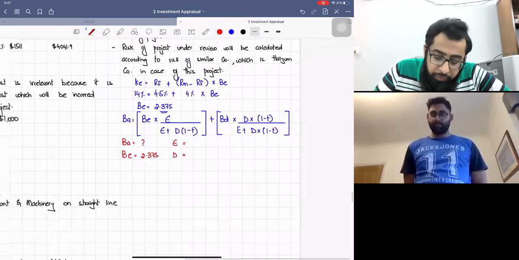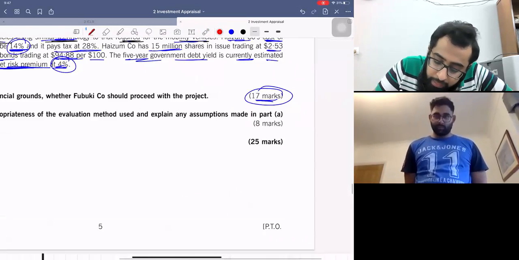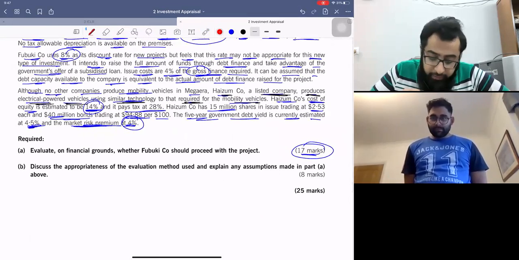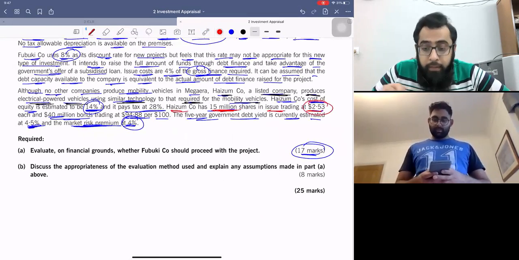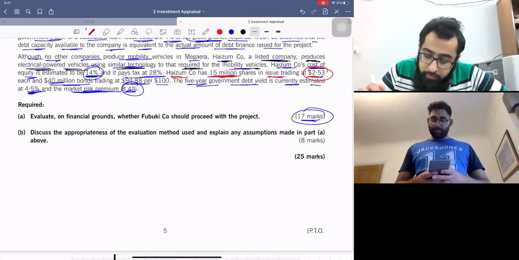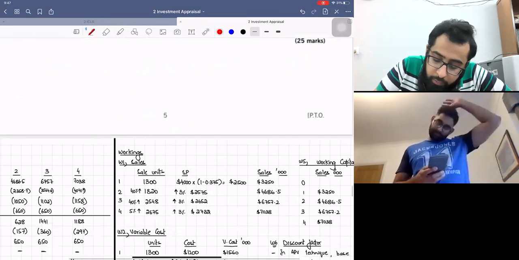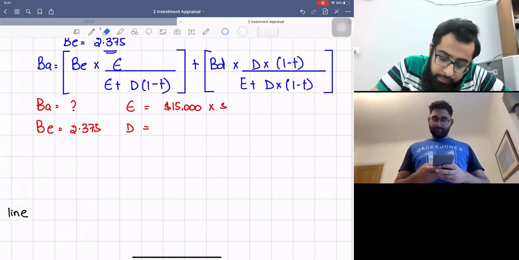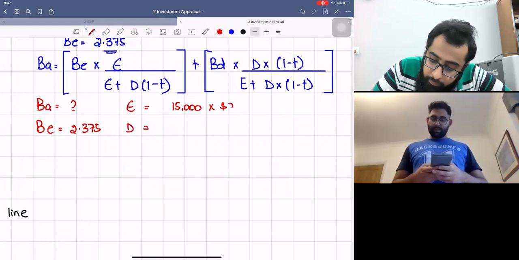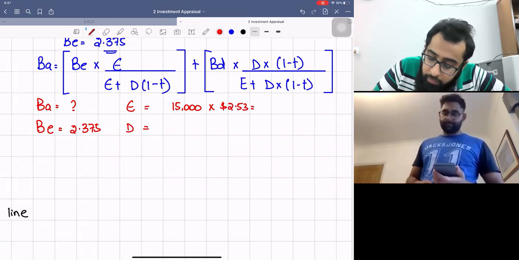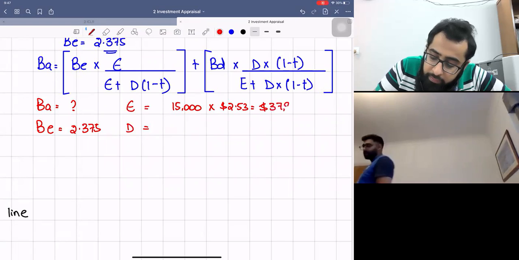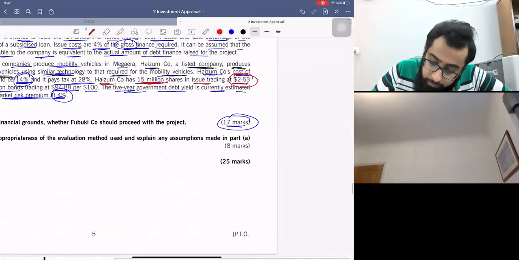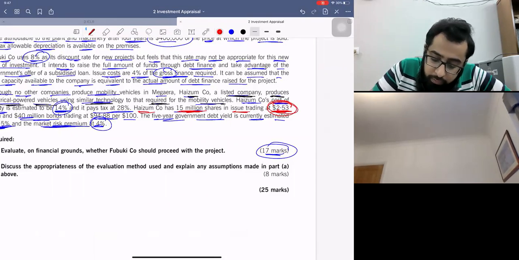Now what is the value of equity given, if you look at it? Hyzon company has 15 million shares in issue trading at $2.53 each. So we do 15,000 times 2.53. It's 37,950. 15 million shares in issue and $2.53.